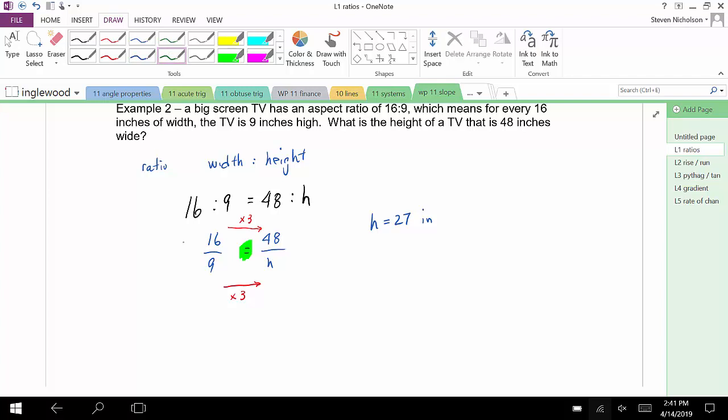Now, what I want you to notice is there's not a nice relationship going this way. 16 times something or 16 divided by something wouldn't be a nice number with 9. If that were 8, then we would have a nice relationship.